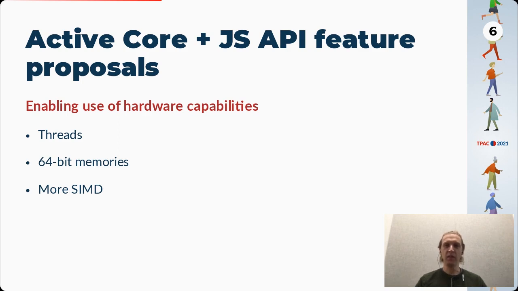This includes things like threads with shared memory, use of 64-bit addresses to allow addressing of more than 2 or 4 gigabytes, and more CPU instructions, primarily more SIMD.